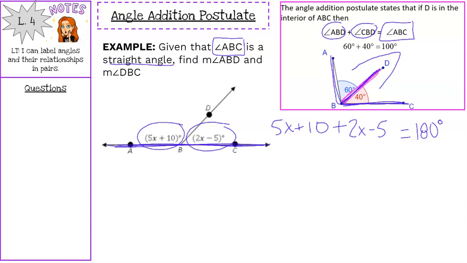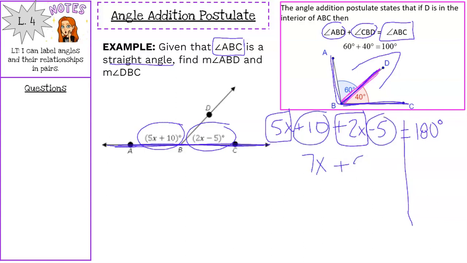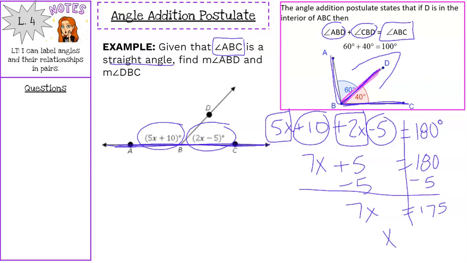So we're going to solve this equation for x. So combine our like terms, 5x plus 2x is 7x. 10 minus 5 is positive 5, equals 180. Subtract 5 on both sides, you get 7x equals 175. Divide by 7 on both sides, and we get x equals 25.